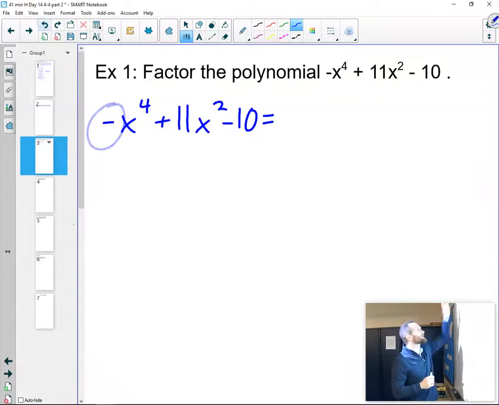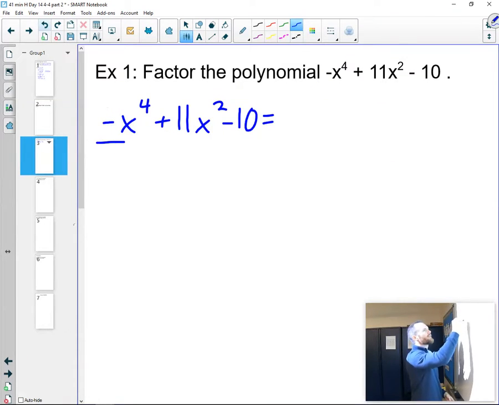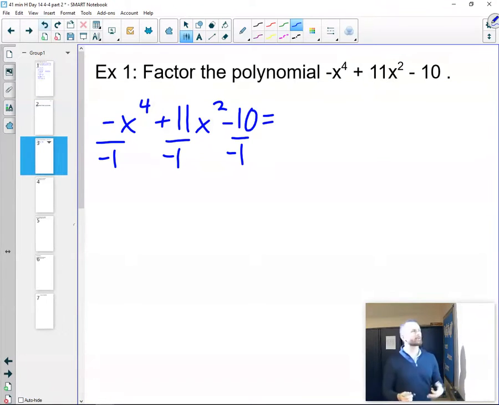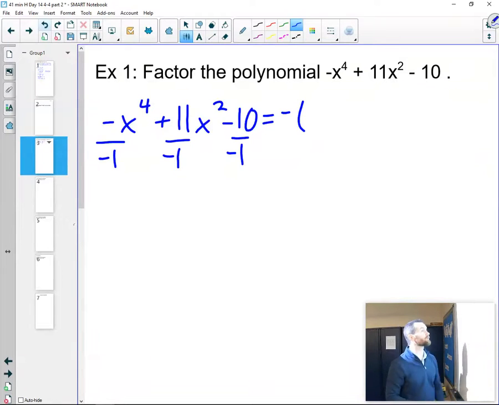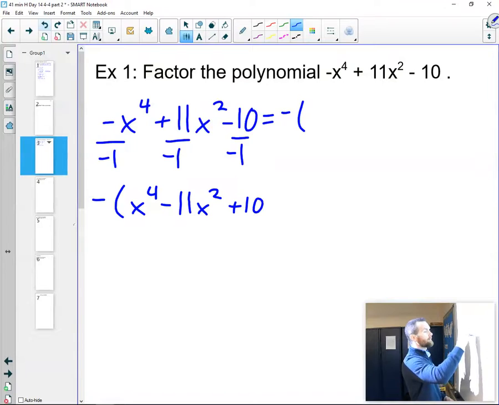Anytime I'm factoring, I don't like a lead coefficient that's negative. So I'm going to divide everything by a GCF of negative 1, just to make it look a little bit nicer. So I know my answer is going to be negative times something. So I'm going to put a negative in front of the parentheses. And let's see what we get here. So that's negative times x to the 4th minus 11x squared plus 10. Okay, so we got rid of the negative.